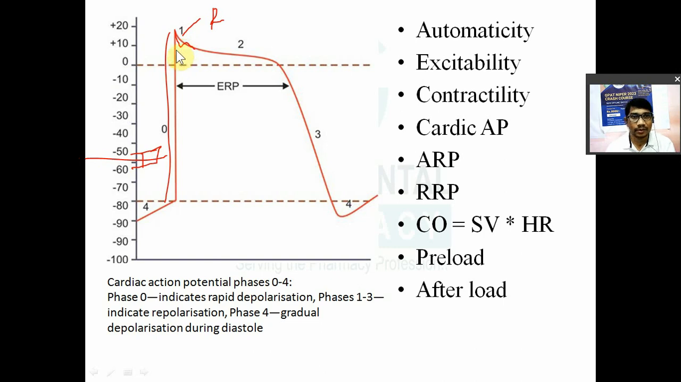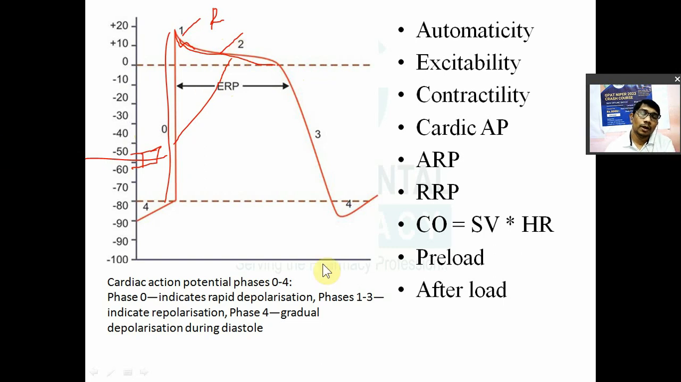That's why there is a short notch over here, known as fast repolarization or quick repolarization. After quick depolarization and quick repolarization, there is an entry of slow calcium inside the cell to maintain the depolarization, known as phase 2, or the plateau level. So phase 0 and phase 2 are basically the depolarization phases. Phase 0 is a rapid depolarization, phase 2 is a slow depolarization.